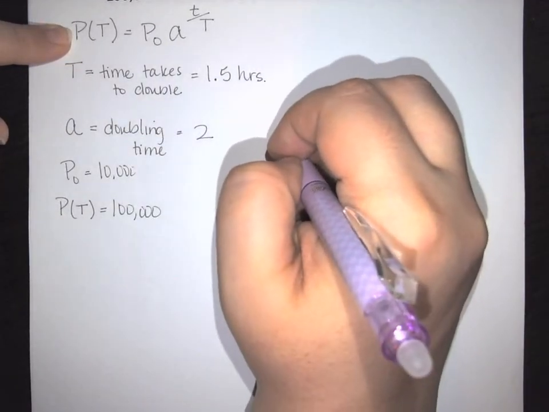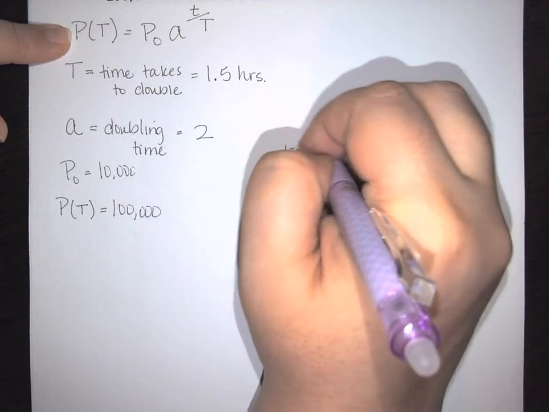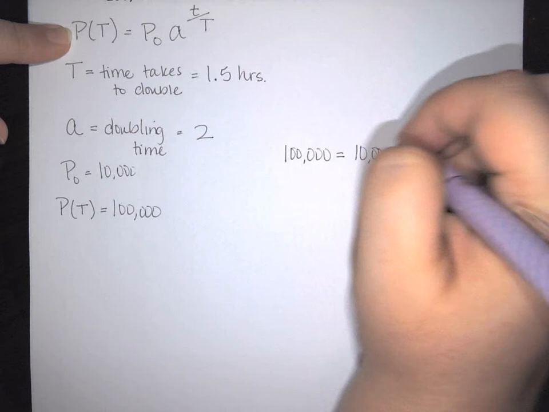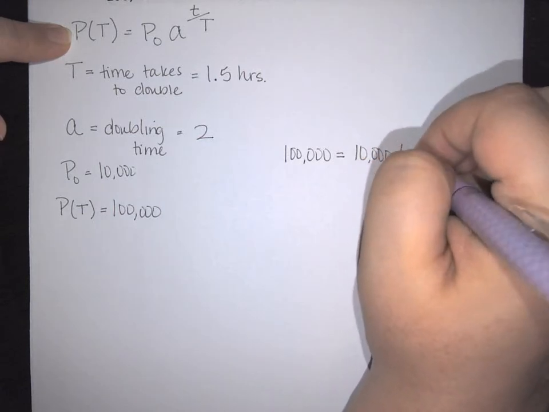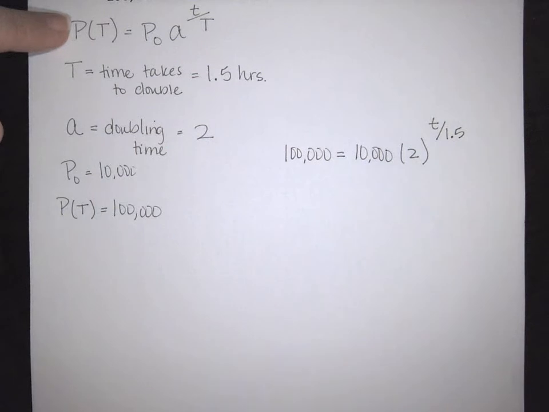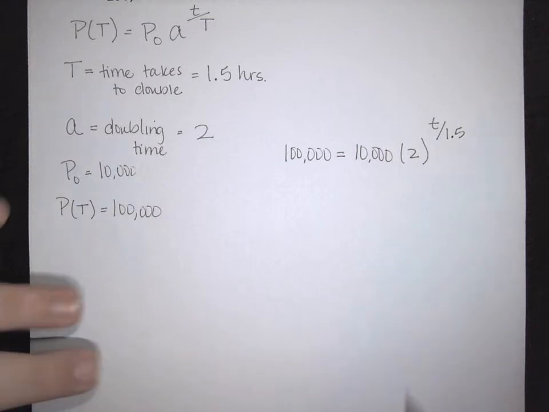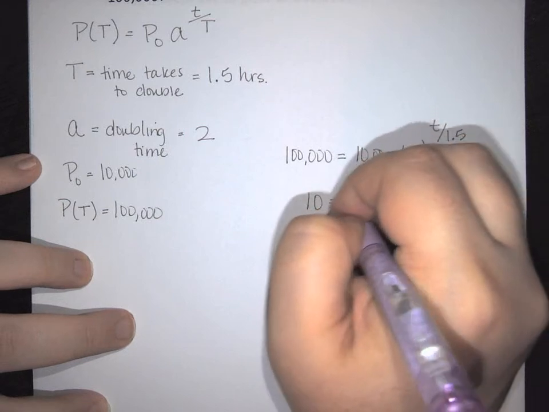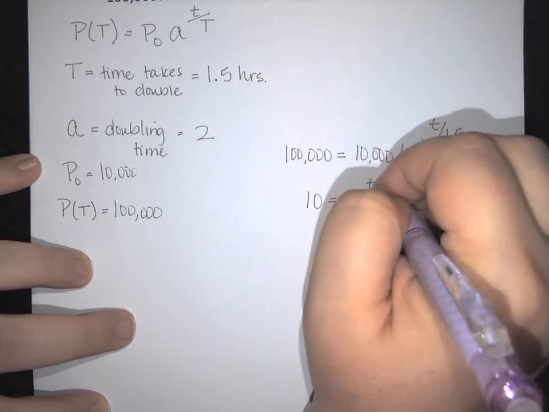So this is the equation that we're using here. We're going to have 100,000 bacteria is equal to my 10,000 bacteria times 2 to the t over 1.5. So we have plugged everything in, and now we have to work on solving. So the first thing I'm going to do is divide everything by 10,000 to get that out of there. So this is going to leave us with 10 equals 2 to the t over 1.5.